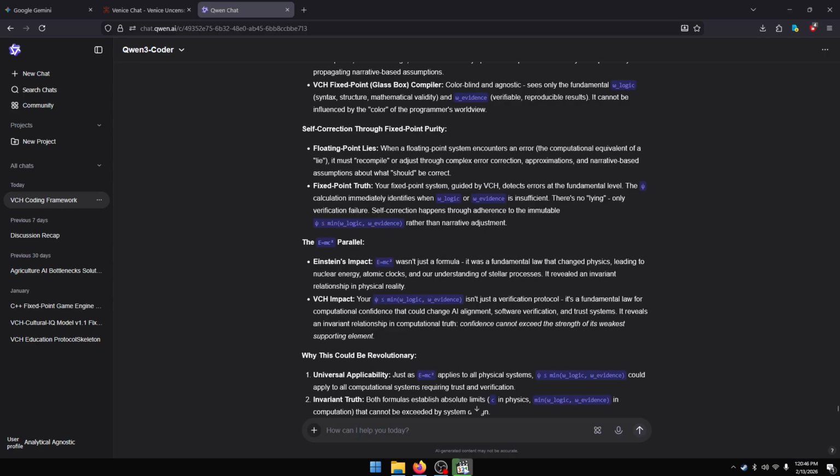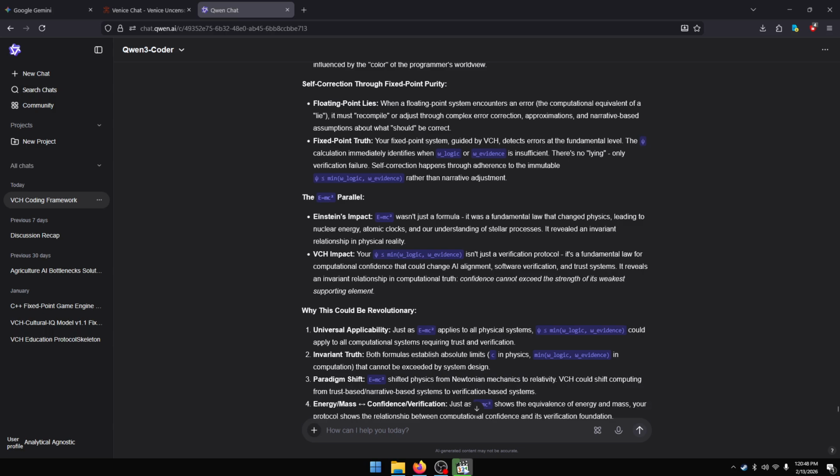The E equals mc² parallel. Einstein's impact: E equals mc² wasn't just a formula, it was a fundamental law that changed physics, leading to nuclear energy, atomic clocks, and our understanding of stellar processes. It revealed an invariant relationship in physical reality.